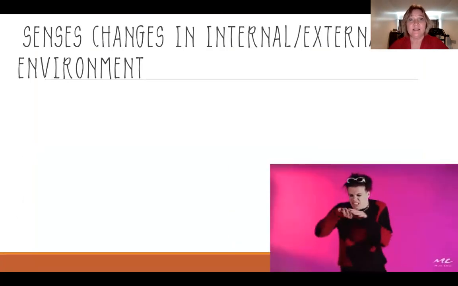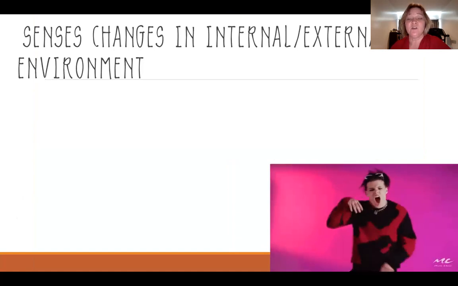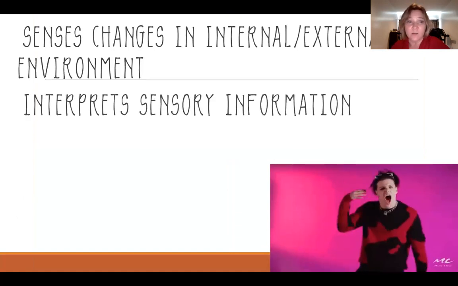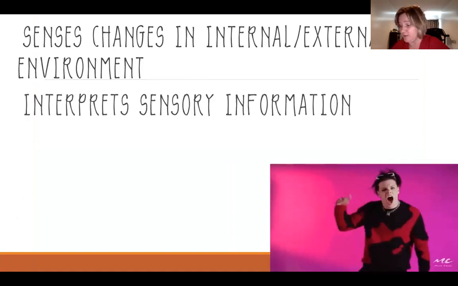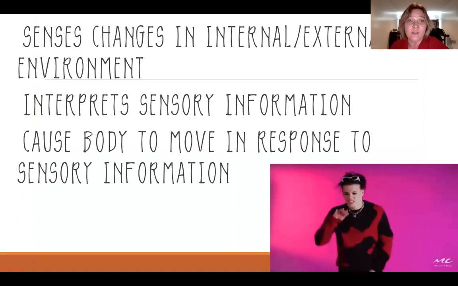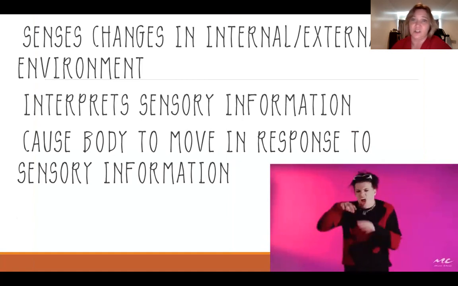The nervous system senses changes in your internal and external environment, interprets your sensory information, and then causes your body to move in response to that sensory information, like touching a hot stove.